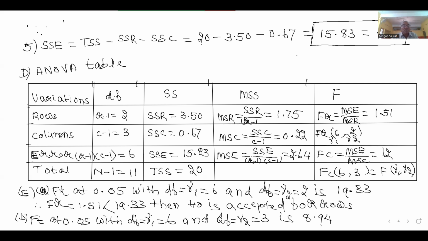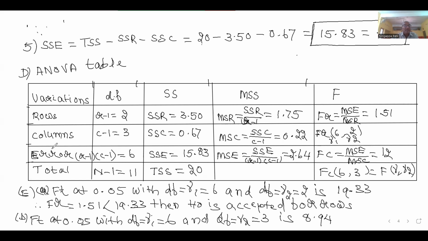Okay. Columns. The degrees of freedom is C minus 1, and 4 columns are there. 4 minus 1 is 3. And SSC, we have calculated, is 0.67. And MSC is equal to SSC divided by C minus 1. Look here, SSC divided by C minus 1: 0.67 divided by 3, and you are getting 0.22.